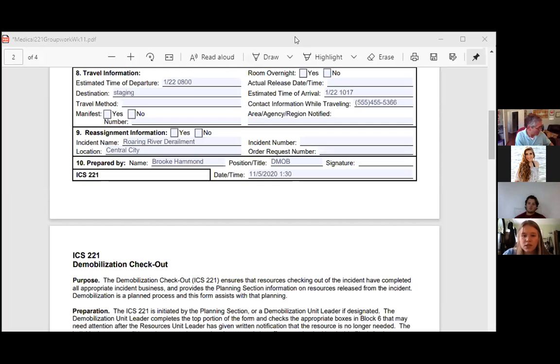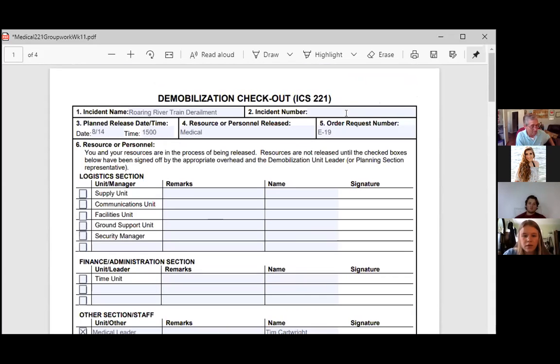If you can see, this is for the medical unit. This is the E19 demobilization checkout for the Roaring River train derailment. It's the same date and time as the other one. I believe I got all of this from the 211s.